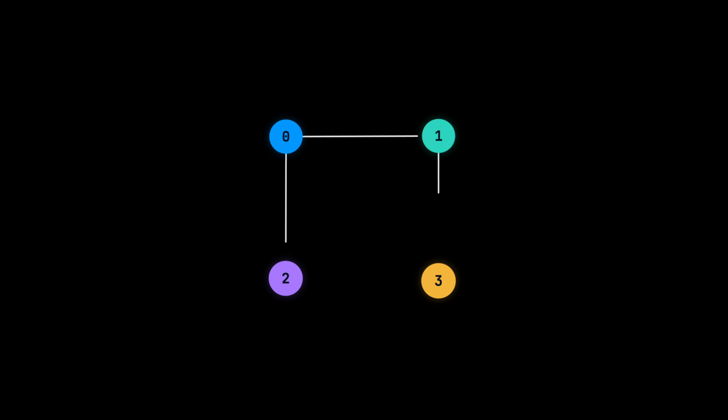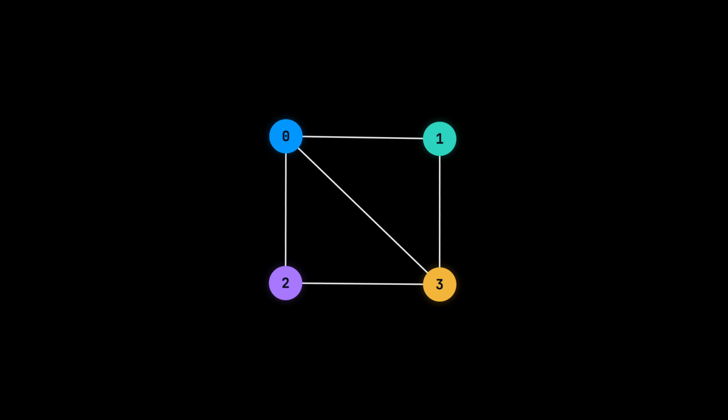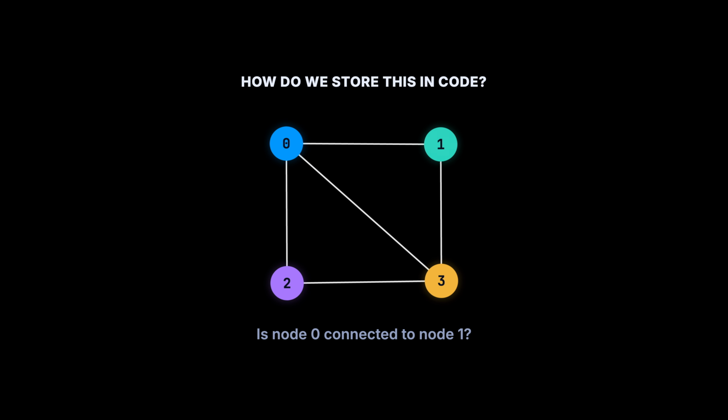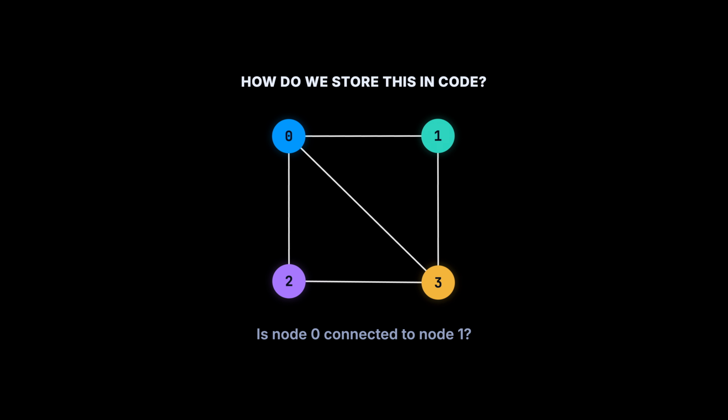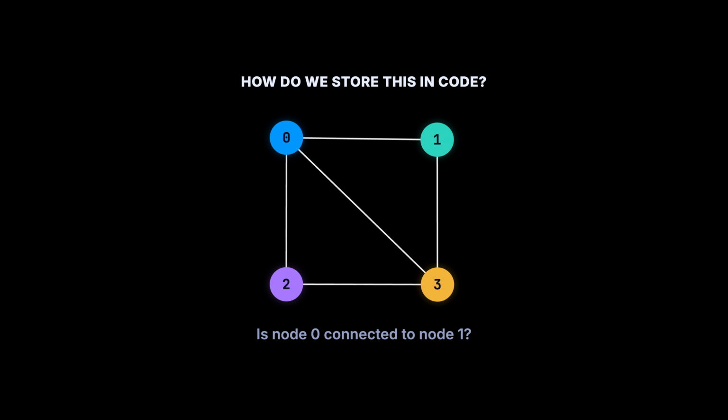So, last time we learned what a graph is. It is just a group of nodes and edges. But now comes the real question. A computer cannot see your city map. It cannot see your friend network. So how do we actually store all these connections inside the code? How do we tell the computer this node is connected to that node? Today, we crack the first way of doing it.